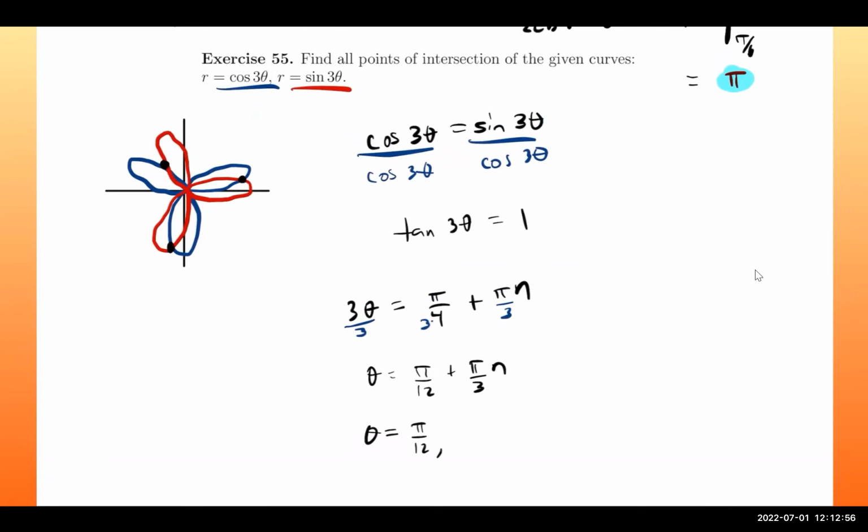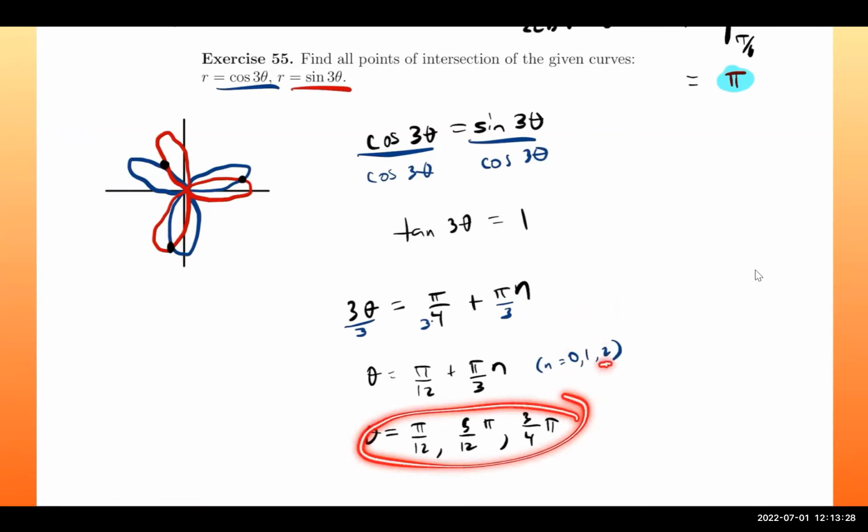If you plug in 0 for n, you're clearly going to get pi over 12. If you plug in 1 for n, you're going to get 5/12 pi. And if you plug in 2 for n, you're going to get 9/12, and 9/12 simplifies to 3/4. So I did n equals 0, 1, 2. I only went up to 2 because there are 3 points of intersection, so there it is, 1, 2, 3. That's why I stopped at 2.